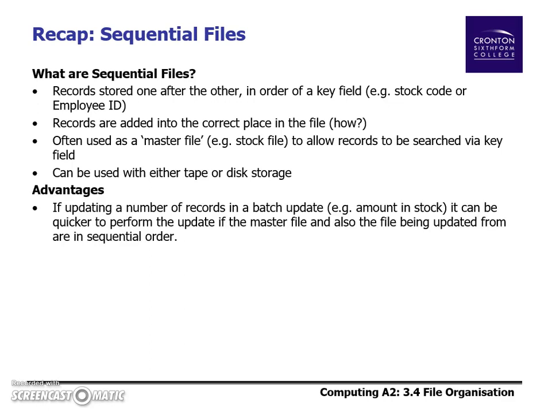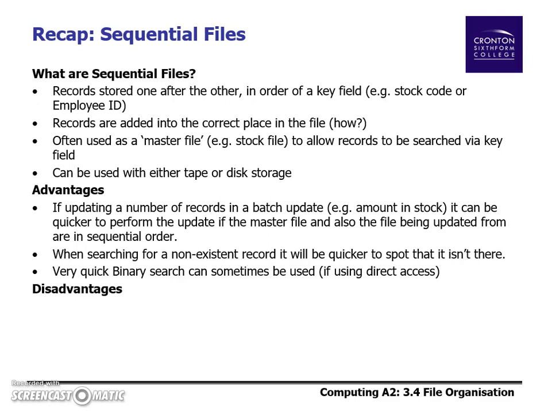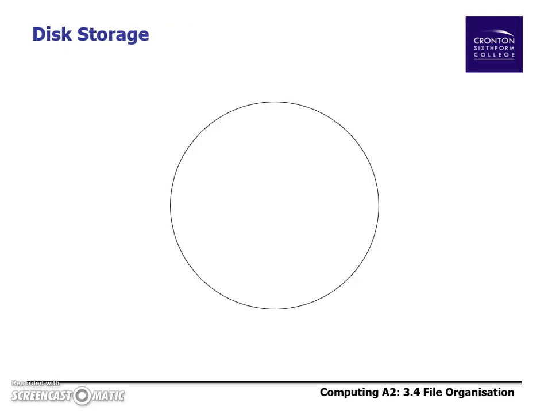The advantages are if updating a number of records in a batch update, it can be done quicker if the master file and also the file being updated from are in sequential order. When searching for a non-existent record, it'll be quicker to spot that it just doesn't exist. A very quick binary search can sometimes be used if we're using a direct access method. Some disadvantages are it can be slow to add records to a sequential file because they need to be added into the correct place.